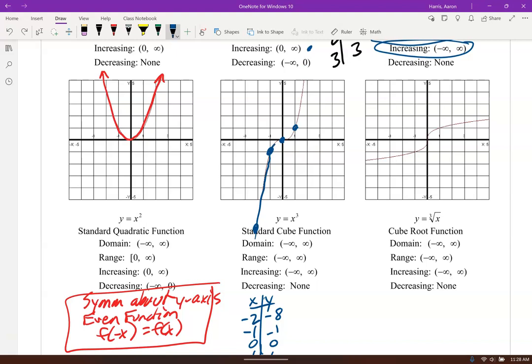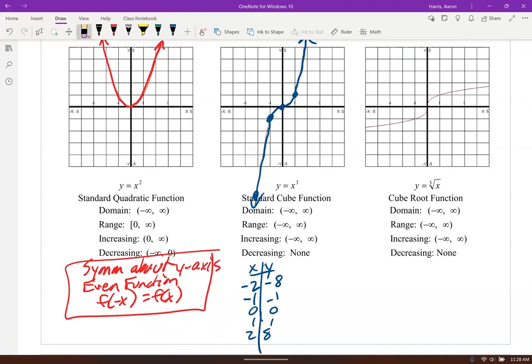Try that again. Kind of follow my graph there. The domain's all real numbers. The range is all real numbers, low to high. It's increasing throughout its domain. It's not decreasing at all.